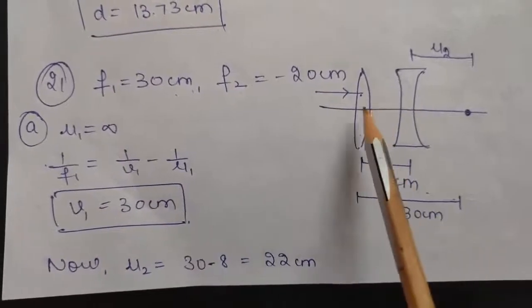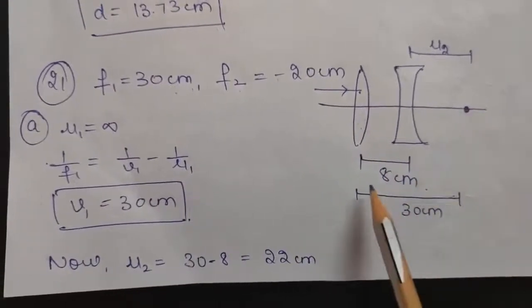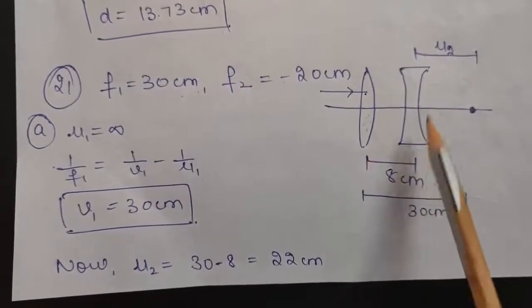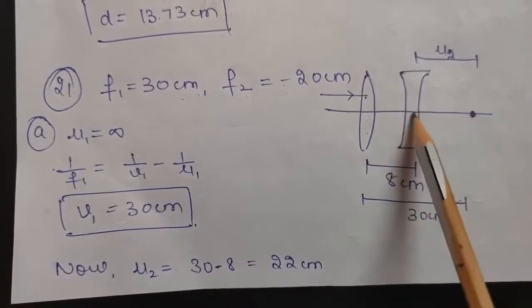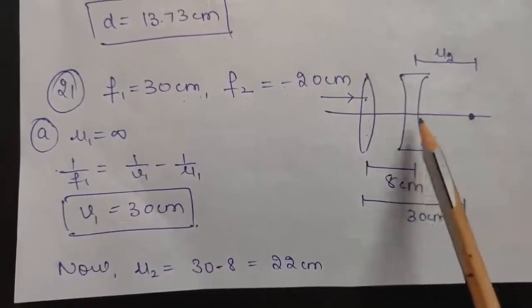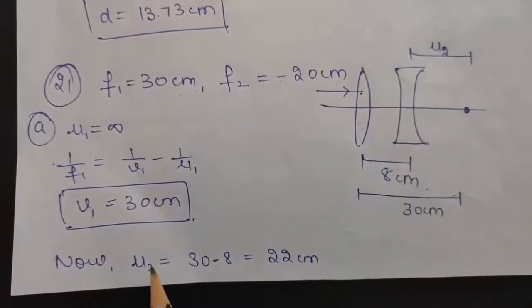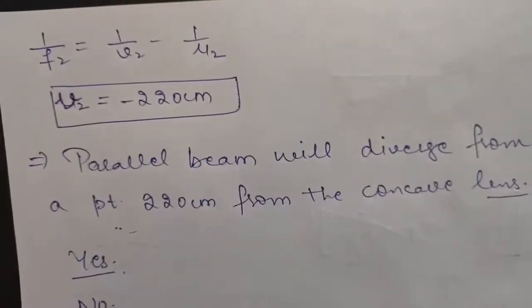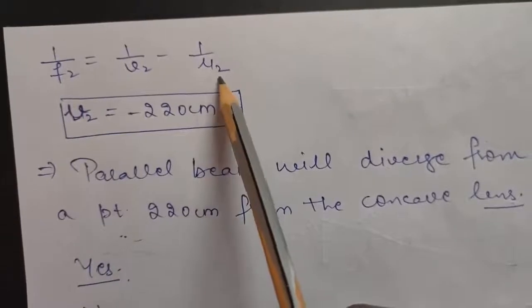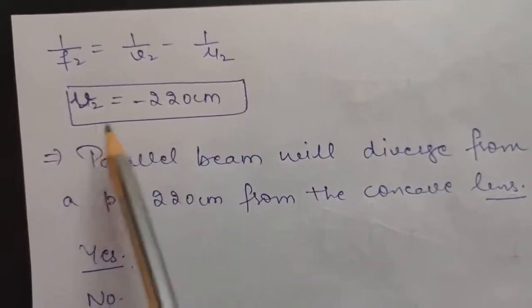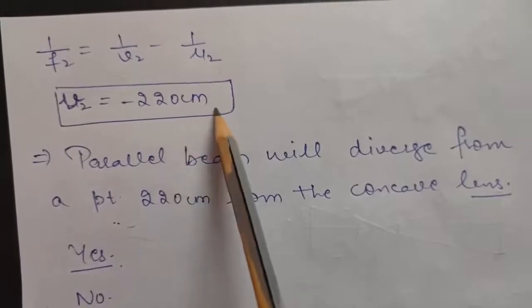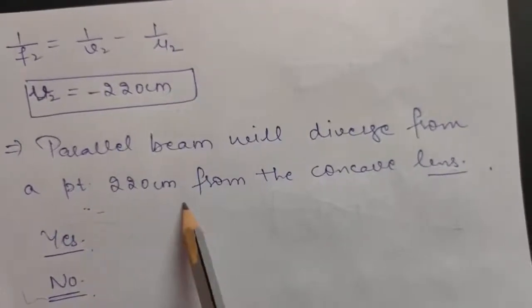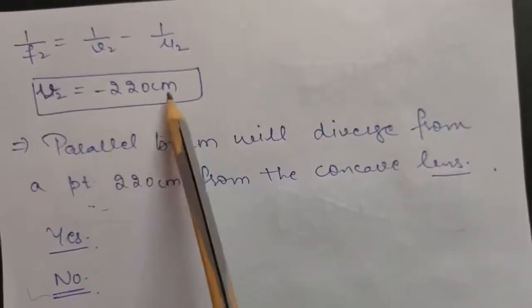So that means for this the image will be formed at this point, which is at 30 centimeters from the lens. Now again see, this is 30, this is 8. So this distance will be 30 minus 8, and this will be nothing but u2, that is object for the concave lens. So u2 will be 30 minus 8, that is 22 centimeters. So again, now you know f2, you know u2, so just again use lens formula and calculate v2. That will come to be minus 220 centimeters. So this shows that the parallel beam will be diverging at a point 220 centimeters from the concave lens, because this is the distance from the concave lens.